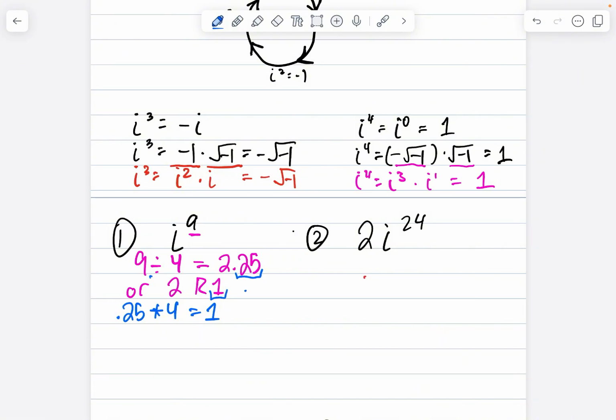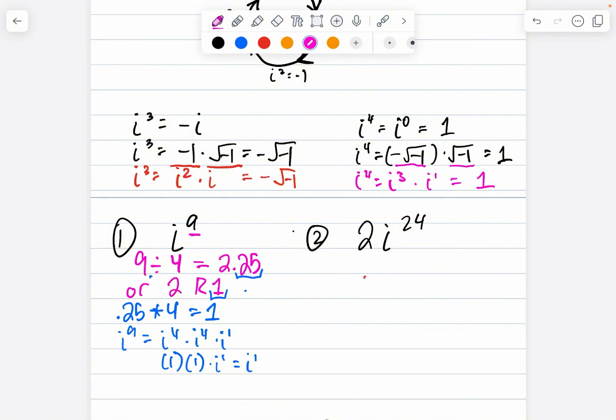Because it works in cycles of 4, I can say i to the 9 equals i to the 4 times i to the 4, right? So far, so good? Times i to the 1. So i to the 4, I know, is 1. i to the 4 is times 1. And then times i to the 1, which is just i. So i to the 9 is the same thing as saying i to the 1, because mathematically, we saw that they're equal.